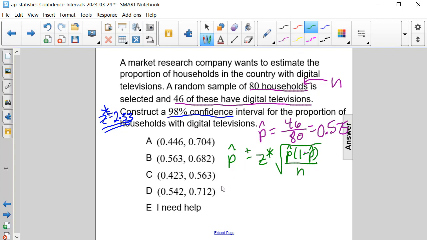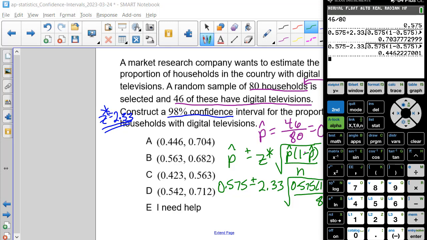So now let's substitute our values in, so that's 0.575 plus or minus 2.33 times the square root of 0.575 times 1 minus 0.575, all divided by our n value, which is 80.